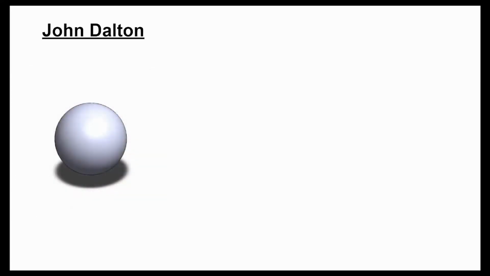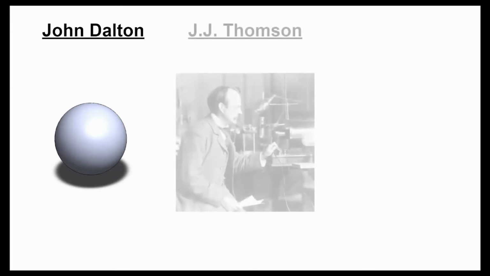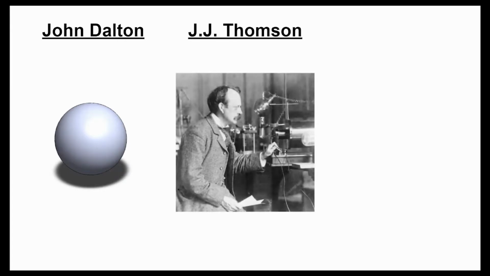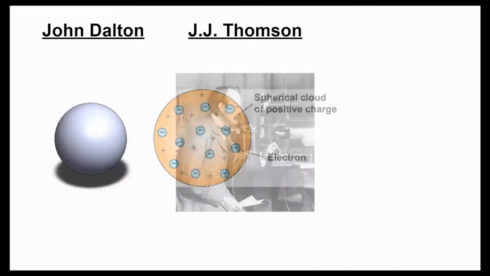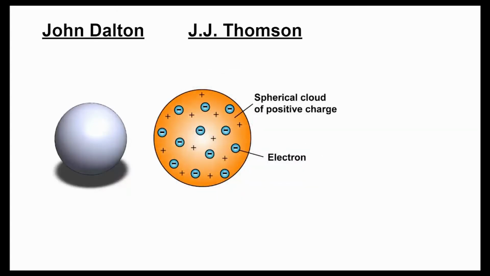He imagined these atoms to be simple spheres, but this picture was quickly updated by a man named J.J. Thomson, who realized that atoms could actually be broken into different parts. Some negatively charged electrons and positively charged protons.